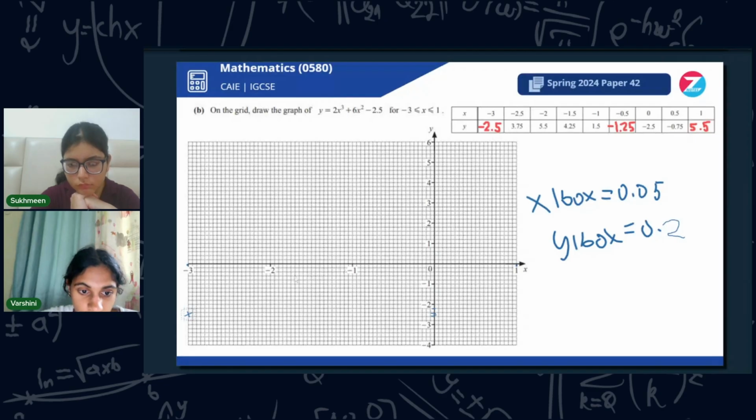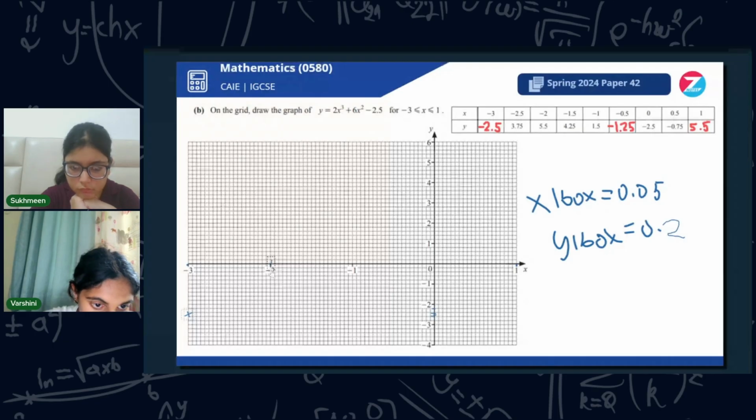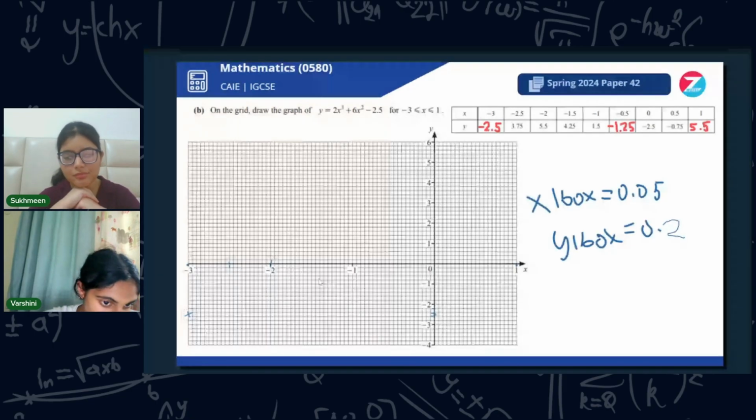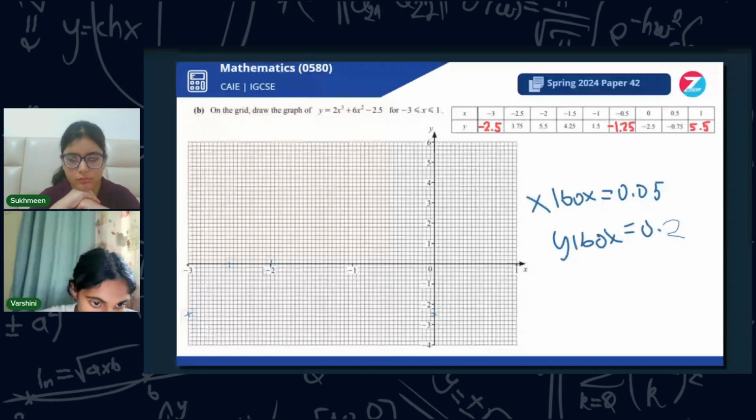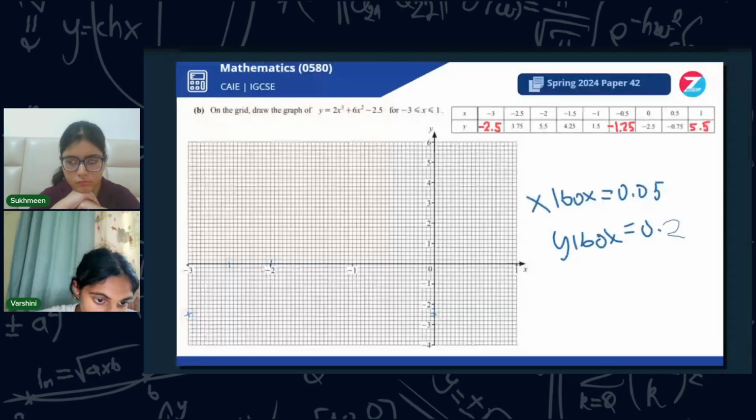So minus 2.5, let's first assign minus 2.5. Minus 2 is over here, and we know minus 2.5 is going to be 10 boxes later. So that's 1, 2, 3, 4, 5, 6, 7, 8, 9, 10. Don't just estimate, make sure you've counted 10 boxes, because sometimes you can make a mistake. It's always better to recheck.